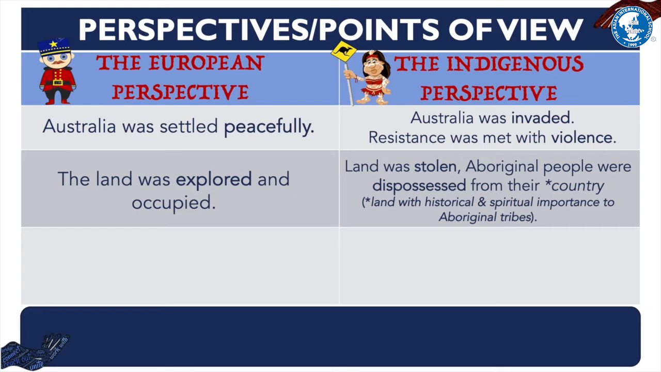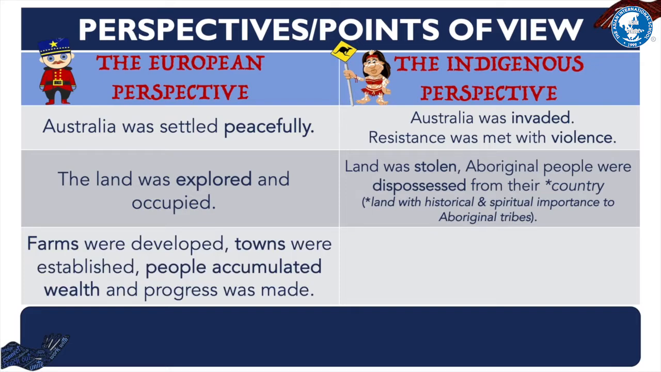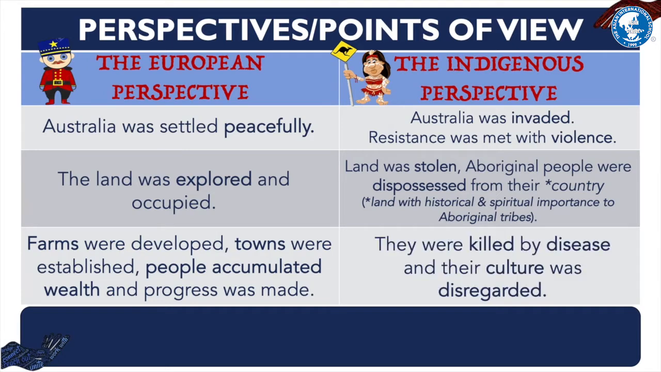For the Europeans, they developed farms and set up towns, people accumulated wealth, and progress was made. But for the Aboriginals, they were killed by disease and their culture was disregarded. So Europeans brought diseases which caused the death of thousands of people. And Europeans did not respect the Aboriginals' culture and beliefs.